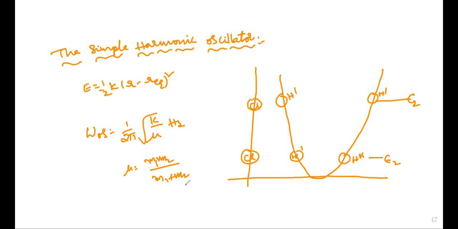To convert this frequency to the wave number, omega oscillations bar, the wave number bar, is equal to 1 by 2 pi c, where c is the velocity, into root k by mu, in centimeter inverse. That is the wave number. Vibrational energies, like all other molecular energies, are quantized, and the allowed vibrational energies for any particular system may be calculated by using the Schrödinger equation.